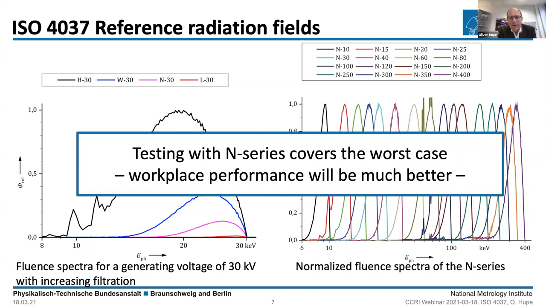Testing with the N-series covers the worst case, because this is, we say, monoenergetic. By far it is not monoenergetic, but it is assumed as monoenergetic. And if you have performed this test with the N-series, you can be sure that at broader workplace fields, the performance of the device will even be better. That means if you have to test a passive dosimeter, which is normally used in radiology with the RQR series, you can perform the test with the N-series, and you can be sure that the device will perform better in these radiation fields.